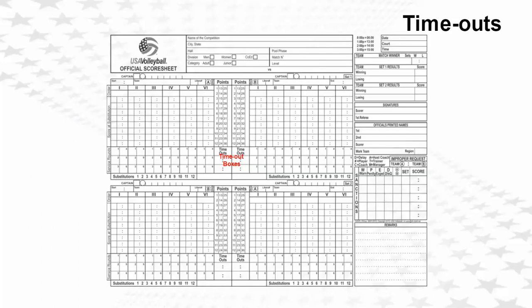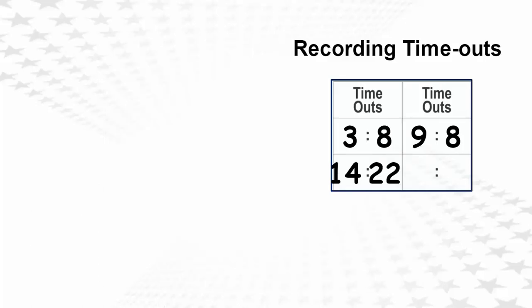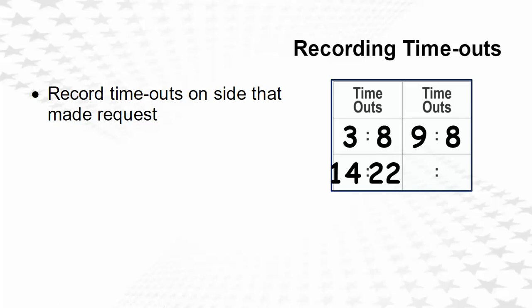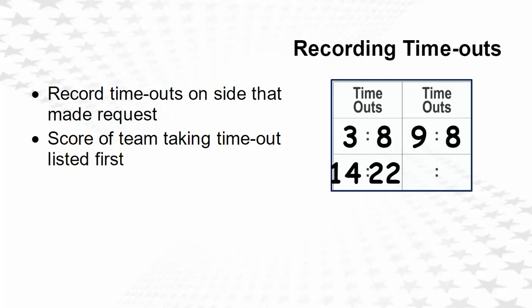Now let's take a look at how and where you record a timeout. You can find the timeout box right between the service rounds area in the middle of the scoresheet. Recording a timeout is quite simple. When a team requests a timeout, write the current score in the first available box on that team's side of the timeout boxes. The first score listed is the score of the team requesting the timeout.